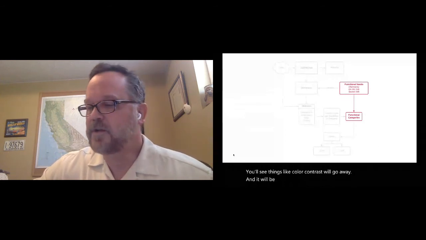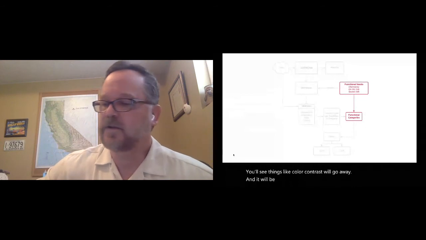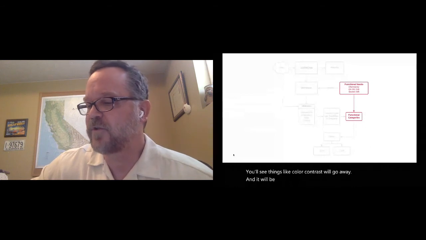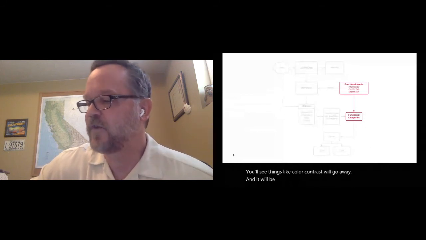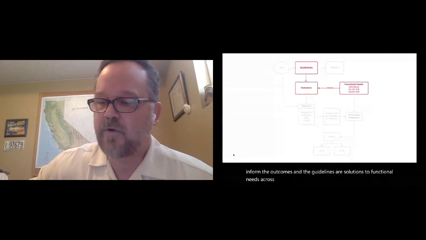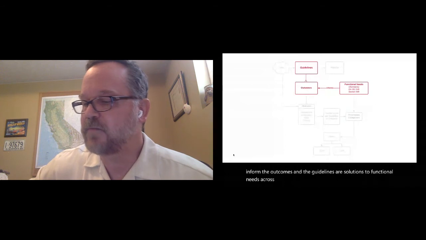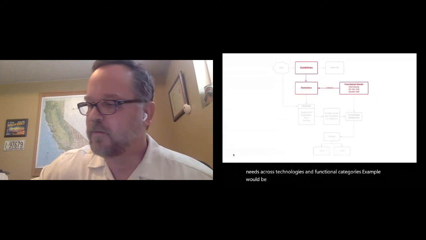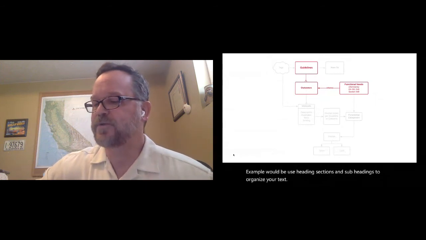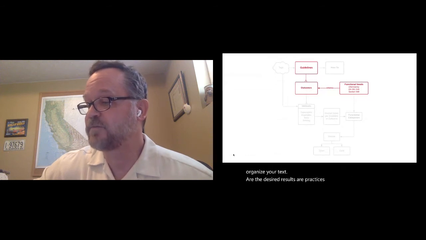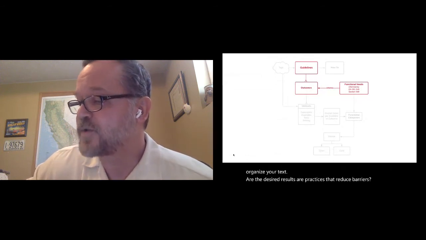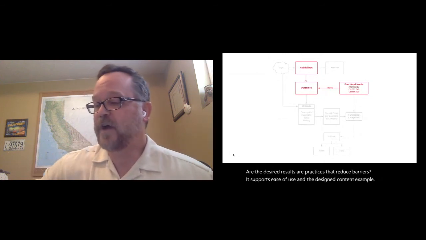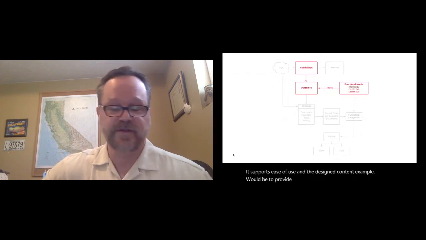From the functional needs, these combine with guidelines to inform the outcomes. And the guidelines are solutions to functional needs across technologies and functional categories. An example would be use heading, sections, and subheadings to organize your text. Outcomes are the desired results or practices that reduce barriers. It supports ease of use in the designed content. An example would be to provide semantic structure that conveys a sense of hierarchy.